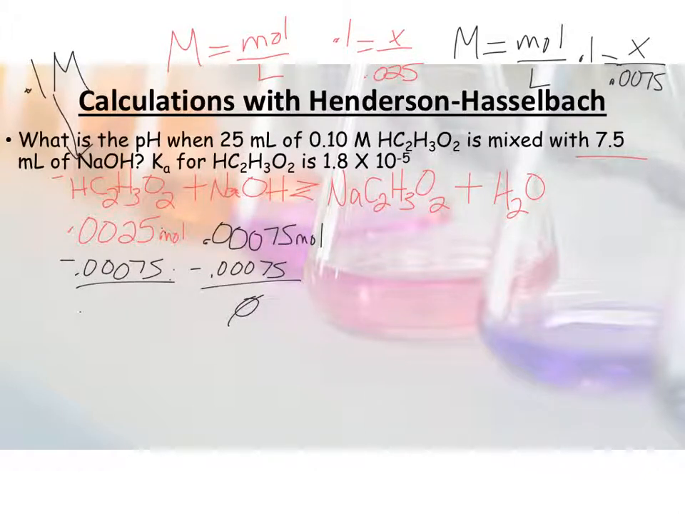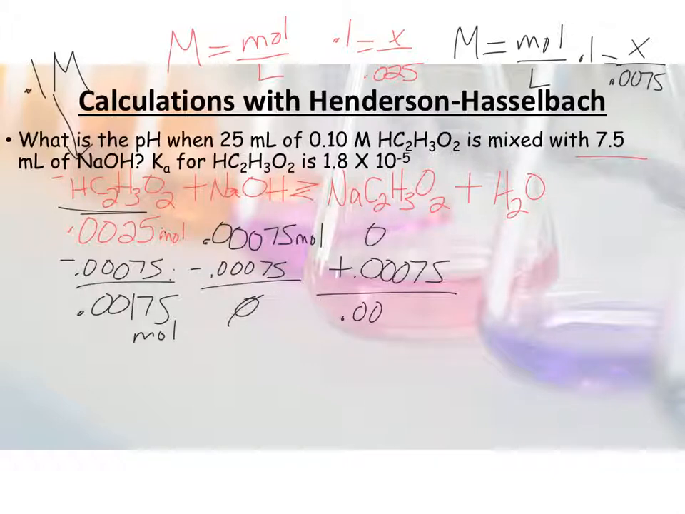Okay, I'm going to have 0.00175 moles of my excess acid, okay? And now for over here, this started at 0, right? And then it made that many moles. So I've got this many moles of my conjugate base. This one is my conjugate base, so we'll just call it A minus, and this one over here is my acid. Okay, so that's great.